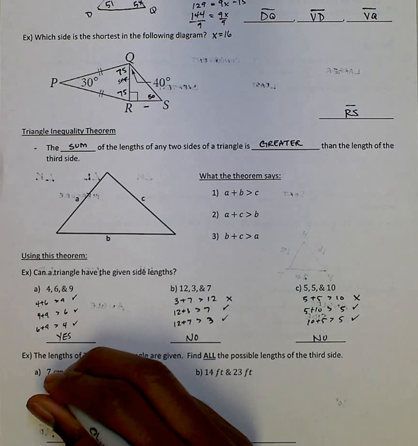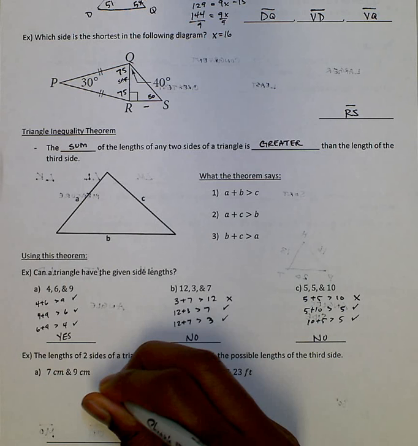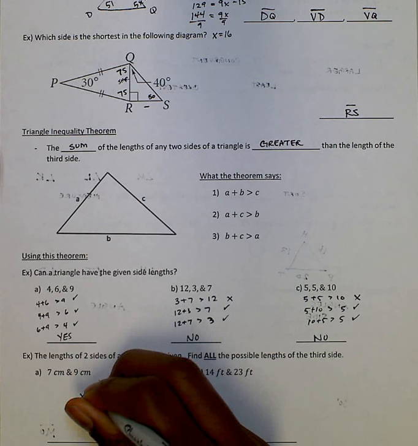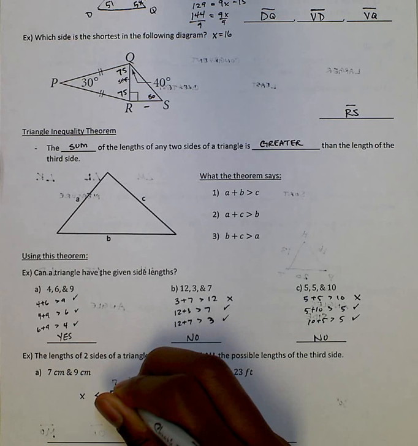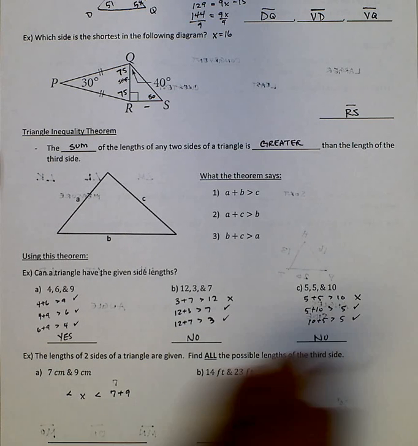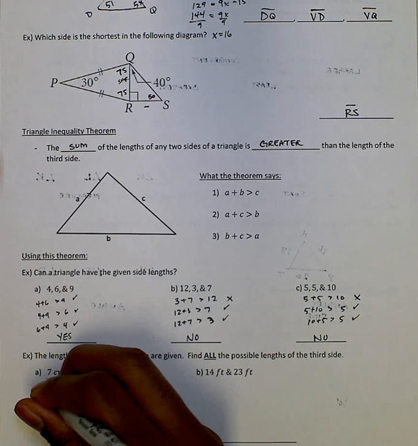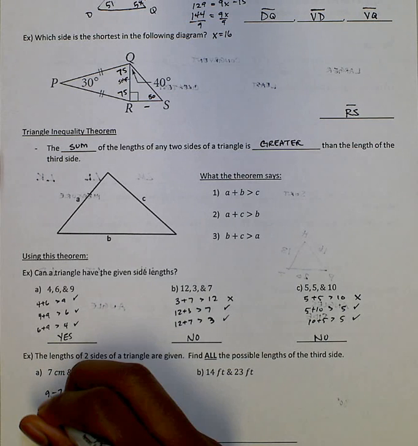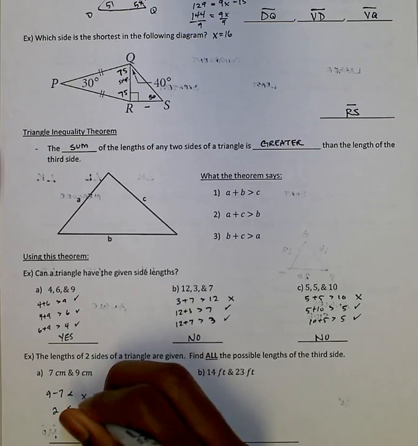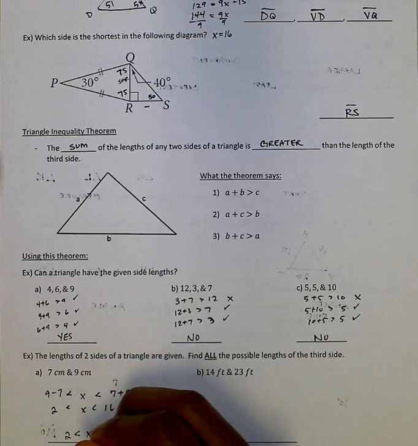And this is what our compound is going to be. We need our number to be less than these two added together. So we know that x has to be less than 7 plus 9. And it has to be more than the difference of these two, because when I add it to 7, it has to be more than 9. So it has to be more than 9 minus 7. So x has to be greater than 2 and less than 16.